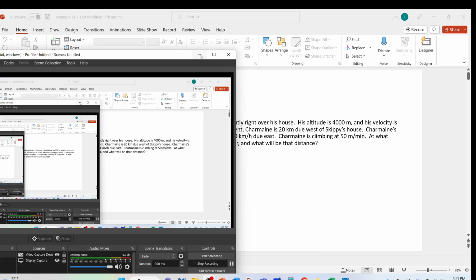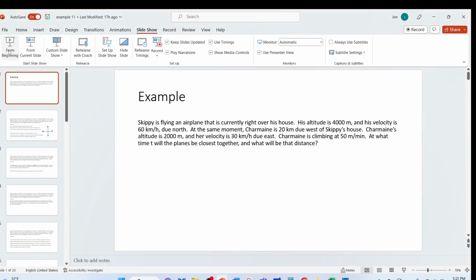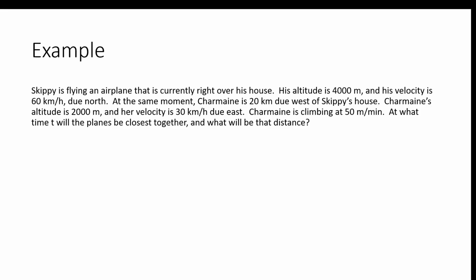In this video, we're going to talk about how to determine the minimum distance between two objects in 3 dimensions. So suppose Skippy is flying an airplane that's currently right over his house. His altitude is 4,000 meters and his velocity is 60 kilometers per hour due north.